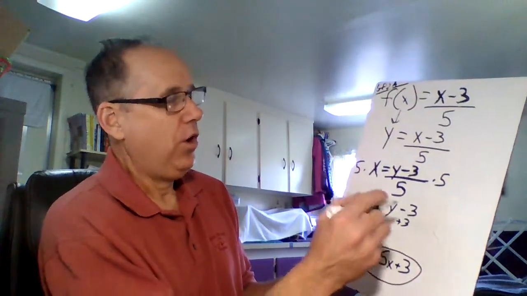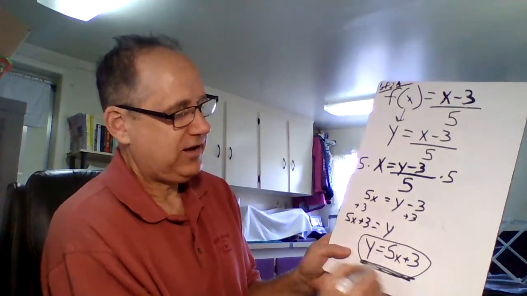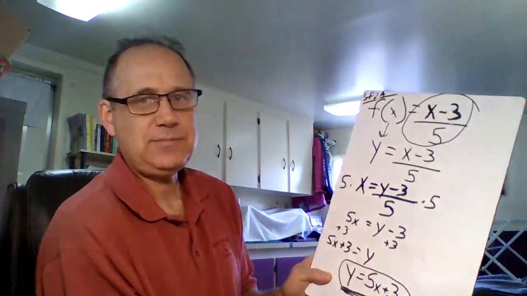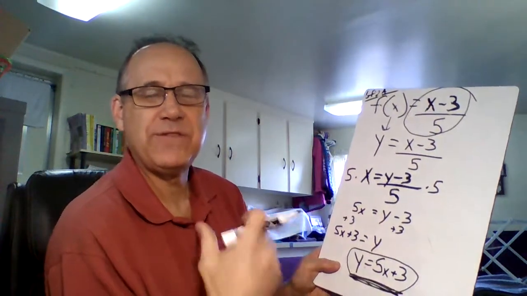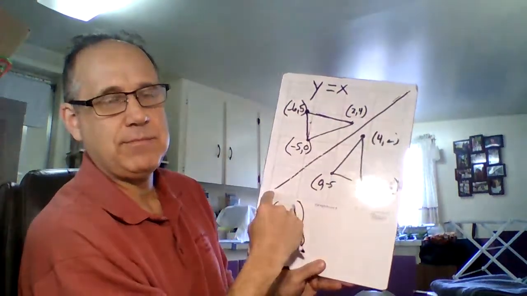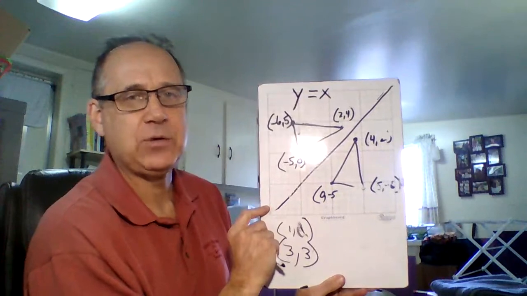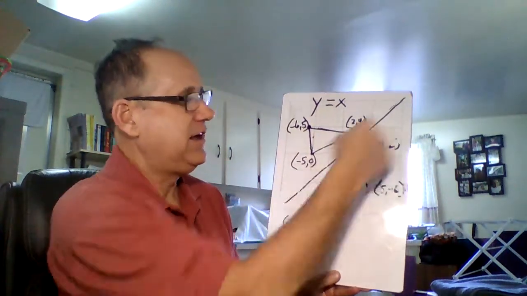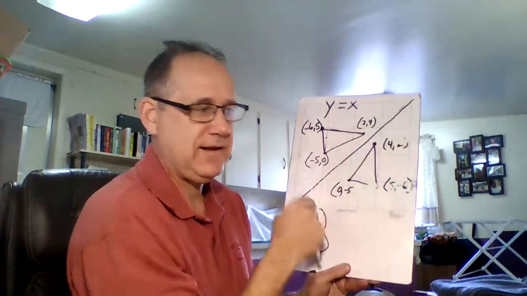Now, when I graph this, the inverse of my original equation, where's it going to reflect when I graph those two? It's going to reflect in my equation y equals x. So the inverse is going to be reflected in this line. All right? So that's example 1 and example 2.